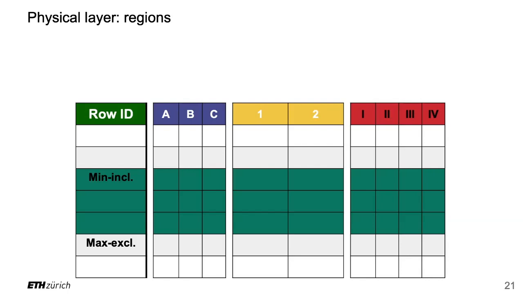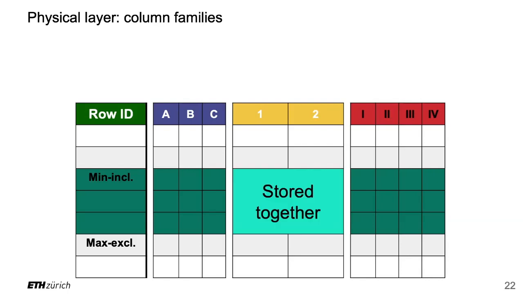Okay, so this is how we cut the pie horizontally. And we also cut it vertically. Guess what? By column families. That shouldn't be really a surprise to you. There is a question over there.